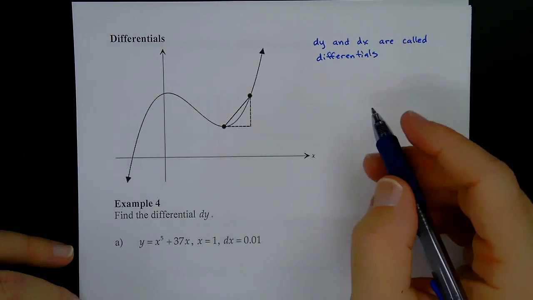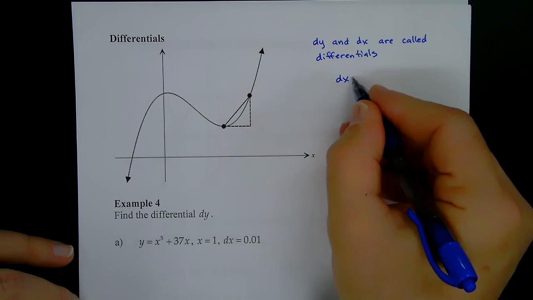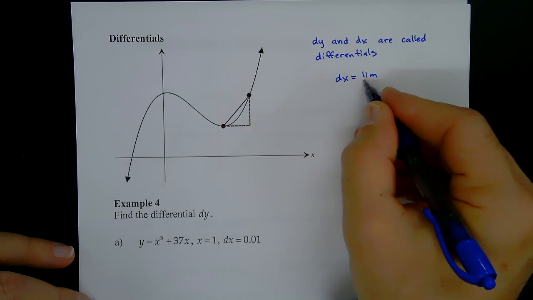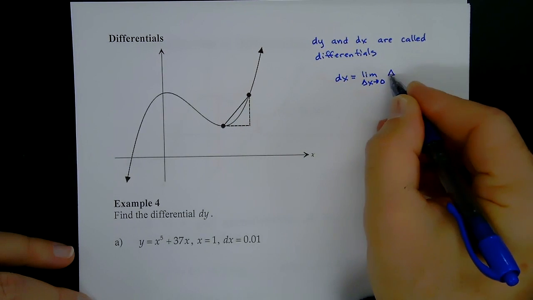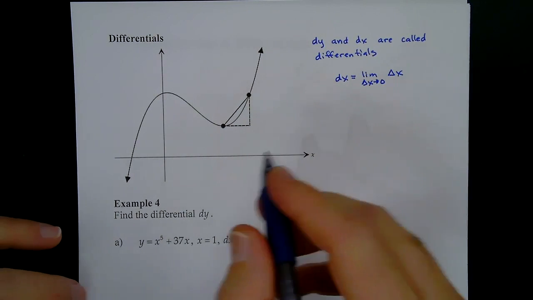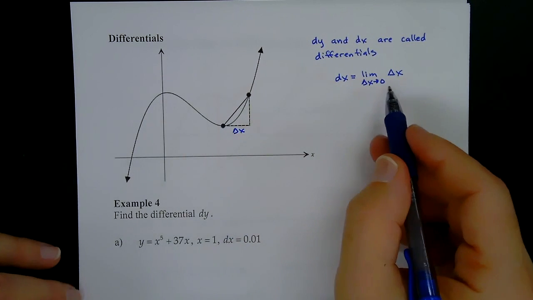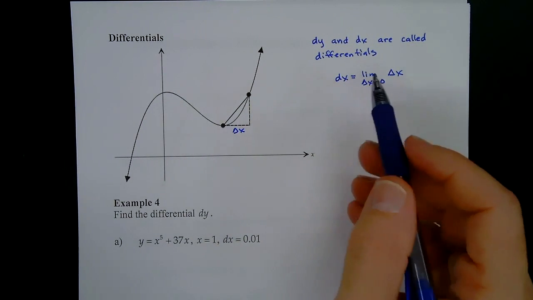Now, dx is really the limit as delta x approaches 0 of delta x. So what happens when you're changing x? Right here is my change in x. What happens when that gets really, really close to 0? This is just infinitesimally small.